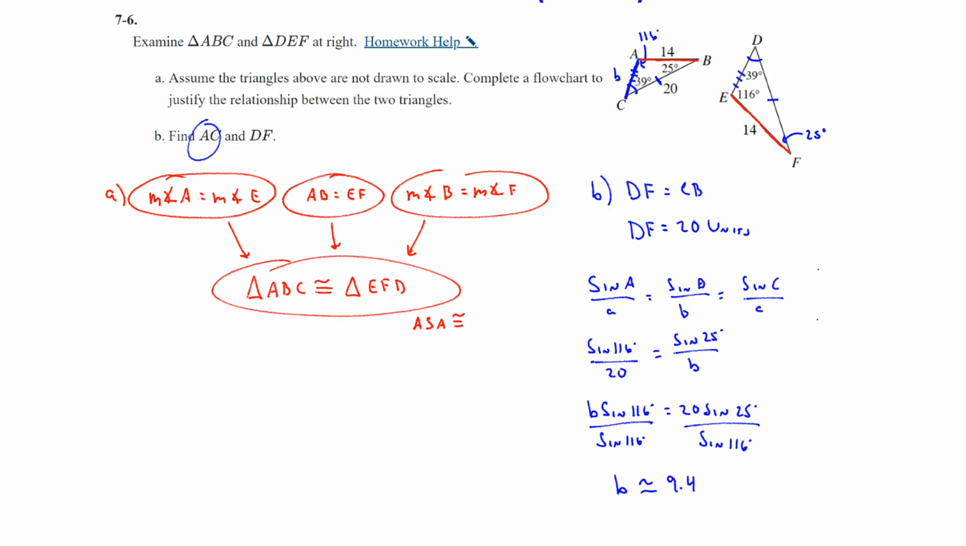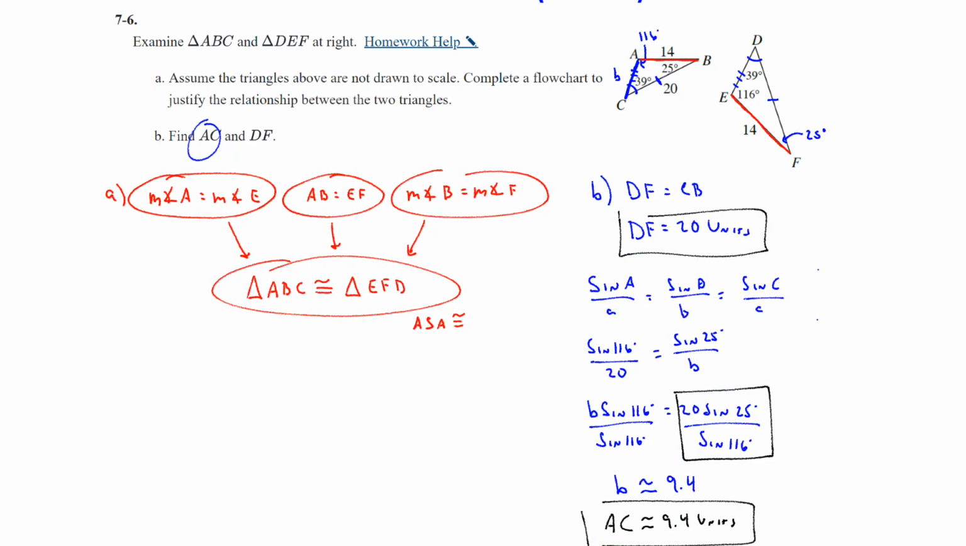I did my cross multiplying, and you get b sine of 116 is equal to 20 sine of 25. I then have to divide by sine of 116 degrees. I plugged this into my calculator to get the most accurate answer, and I got b to be approximately 9.4, which is side length AC. So AC is approximately equal to 9.4 units. So we have AC, we found DF, and we've done our flow chart.